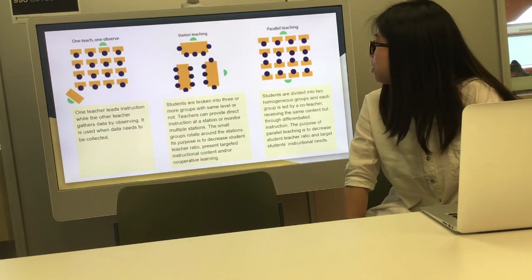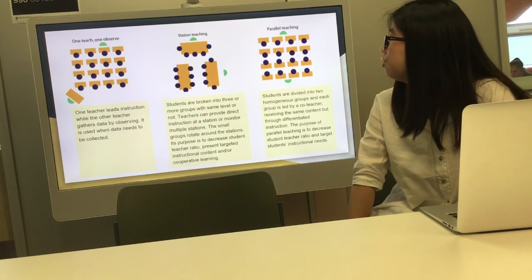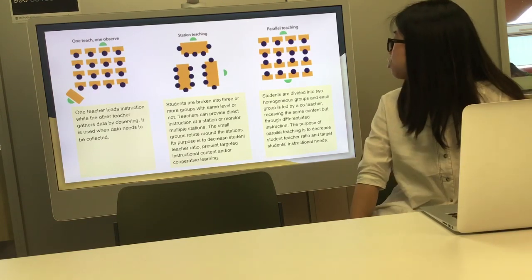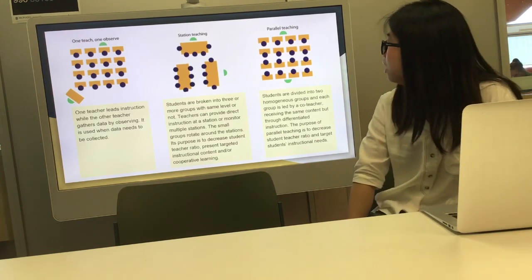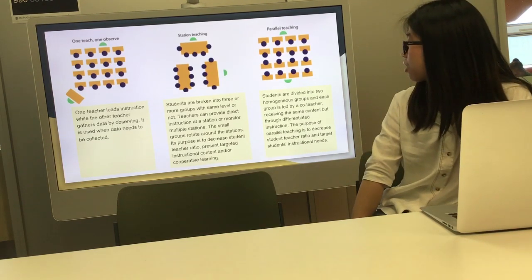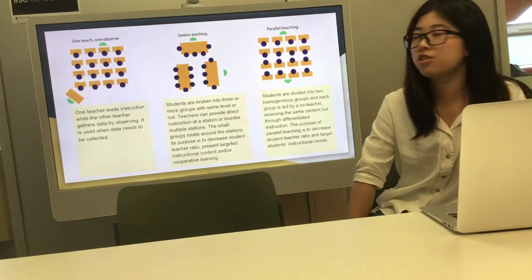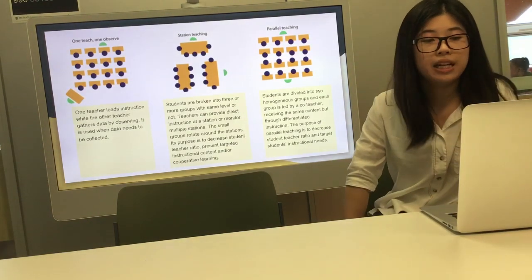One teacher leads instruction while the other teacher gathers data by observing. It is used when data needs to be collected. So this is one teach, one observe. For station teaching, we can see that students are broken into 3 or more groups, with the same level or not. Teachers can provide direct instruction at a station or monitor multiple stations. The small groups rotate around the stations. Its purpose is to decrease the student-teacher ratio, and present targeted instructional content or cooperative learning.